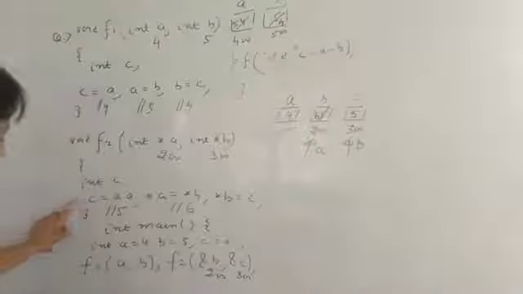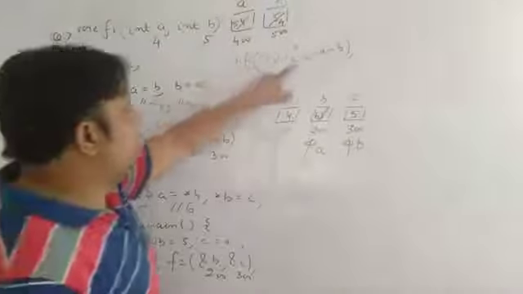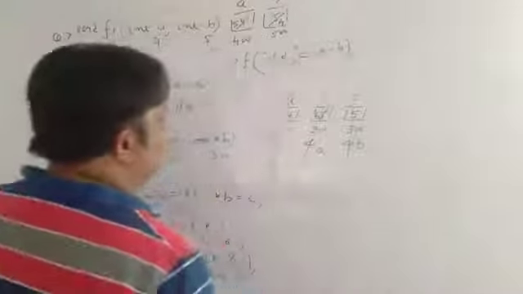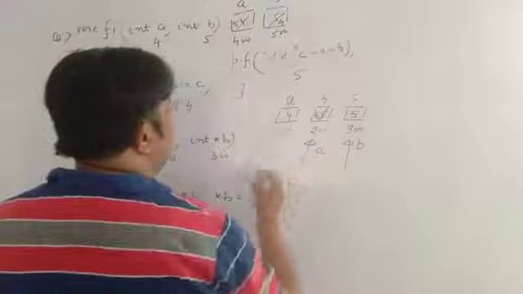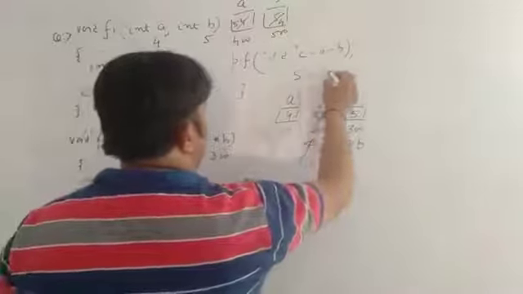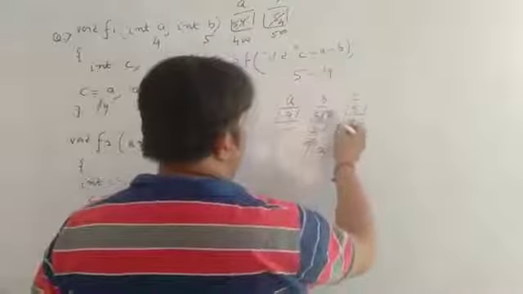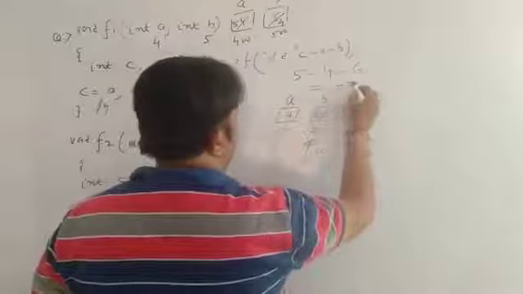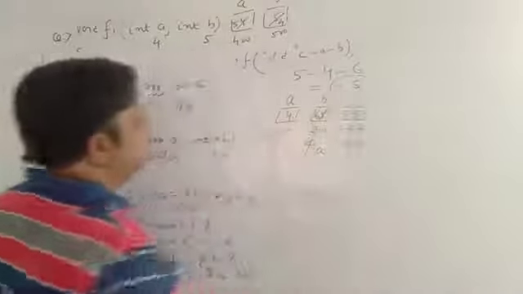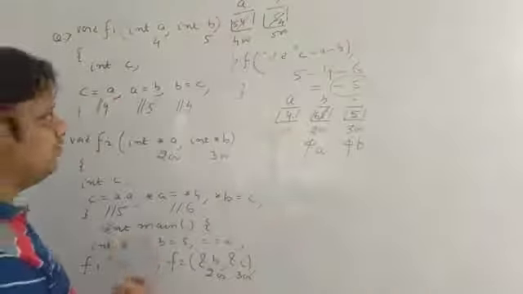Now after this line you are printing c minus a minus b. So what is the value of c? C value is 5. What is the value of a? A value is 4. And what is the value of b? B value is 6. So 5 minus 4 minus 6. So answer is minus 5. Right? Just check it once more.